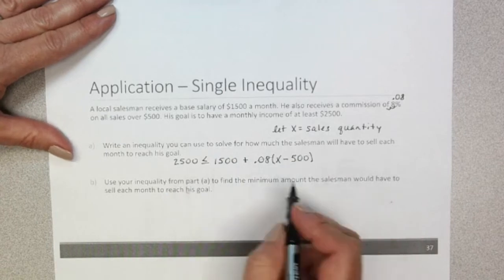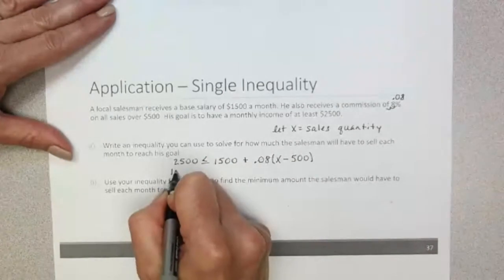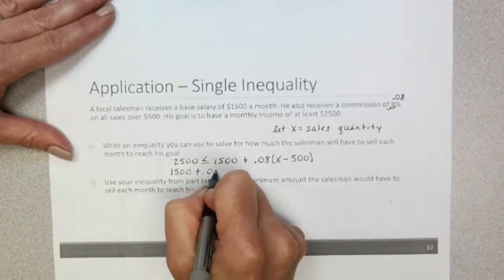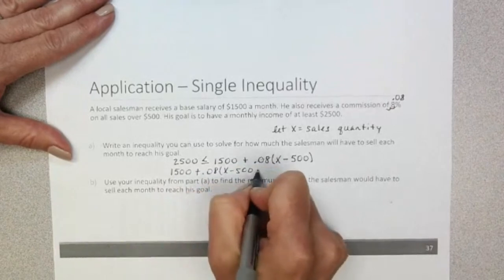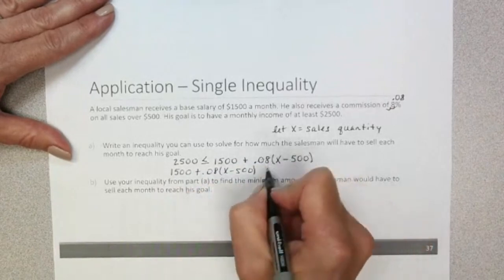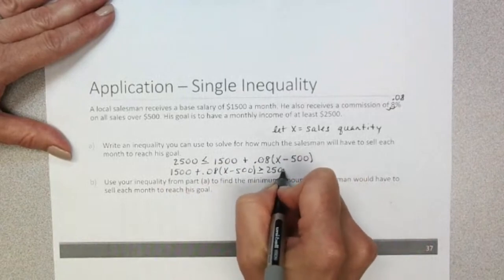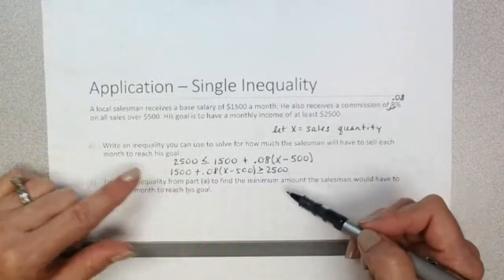I could have written that the other way too. I could have said the income calculation, the 1,500 plus 0.08 times (x minus 500), has to be greater than or equal to 2,500. Either one of these is correct. With an inequality, you can write it either way.